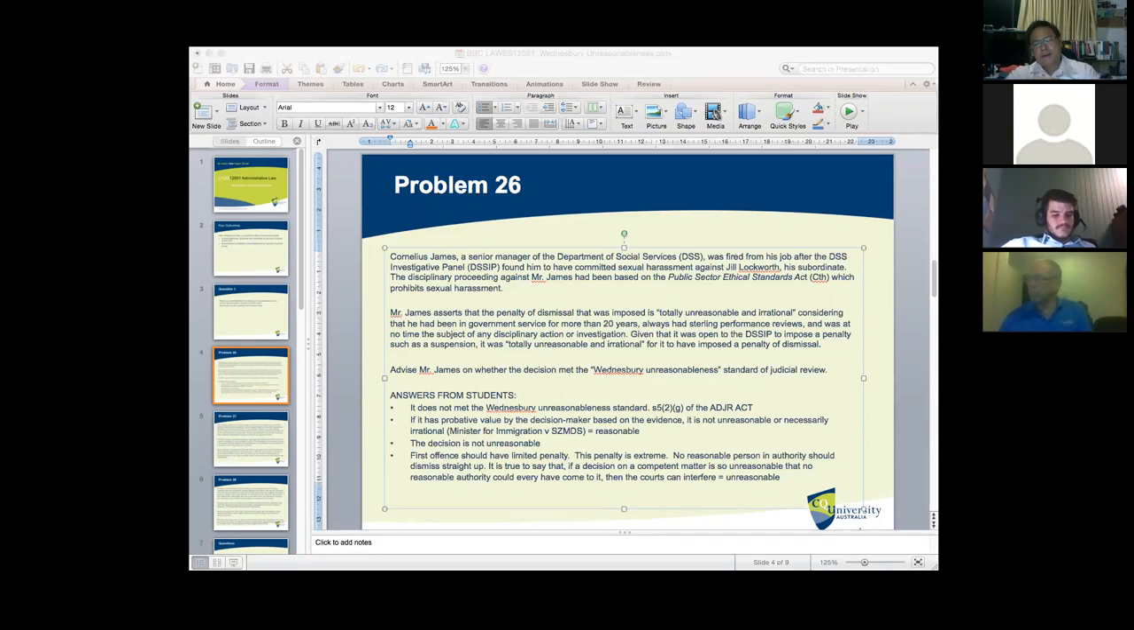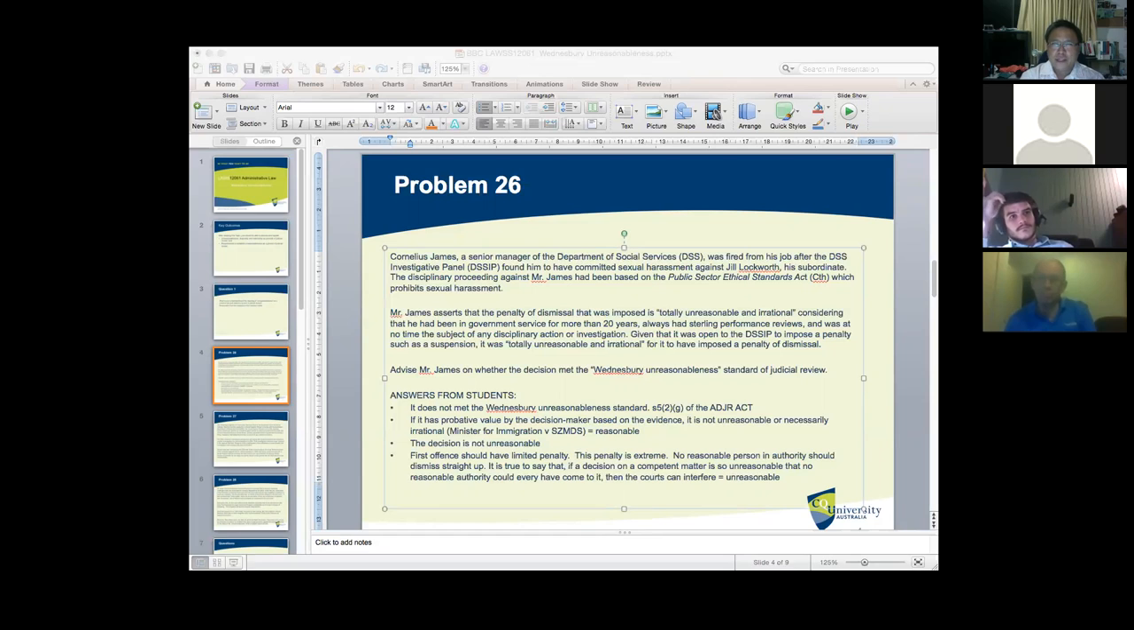If you follow the principle enunciated in the Wednesbury case, the statement of Green, MR, was that the decision to be unreasonable must be such that no sensible person or authority could arrive at such a decision. Whereas in this case, it is open to the DSSIP to find that the proper penalty was going to be dismissal, then it's difficult to claim Wednesbury unreasonableness.